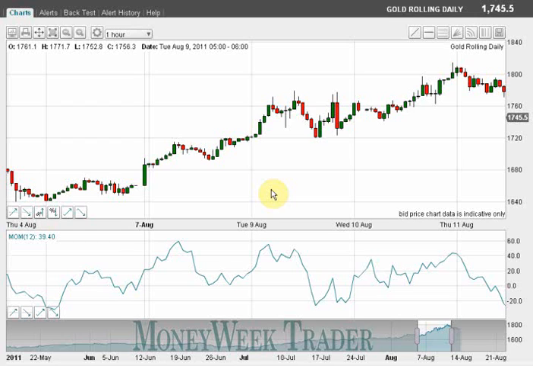This is a chart of gold. This is the hourly chart. Now, I think most people are interested in gold, so I've used this as an illustration. So what is a tram line? A tram line is a line which joins significant highs and lows on the chart. And I'll give you an idea how I work this.